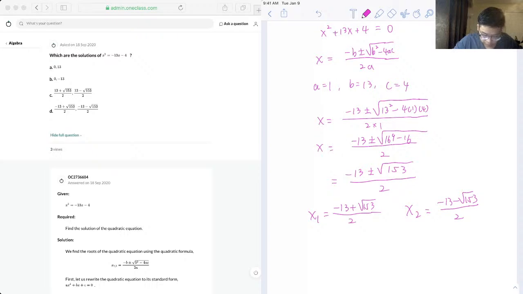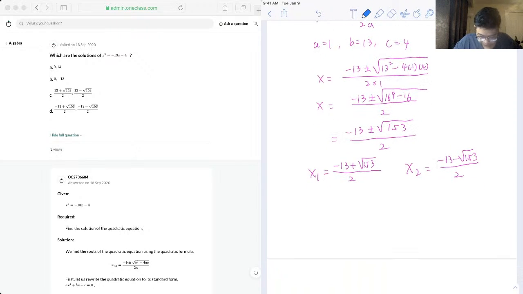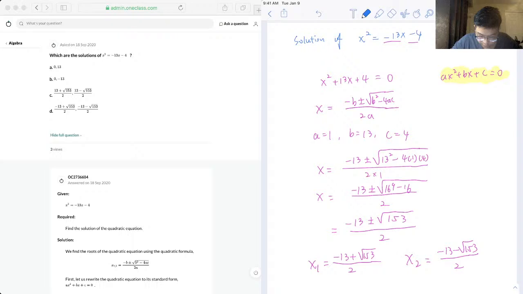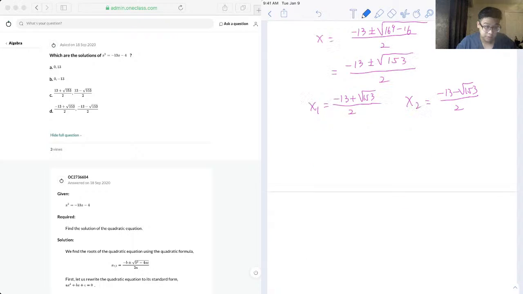Before jumping to the next questions, I just want to mention a couple of things. So always remember to convert it to the standard form whenever you want to apply the quadratic formula. And there's going to be another type of question asking how many solutions there are. And you can also use this way to check your answer.